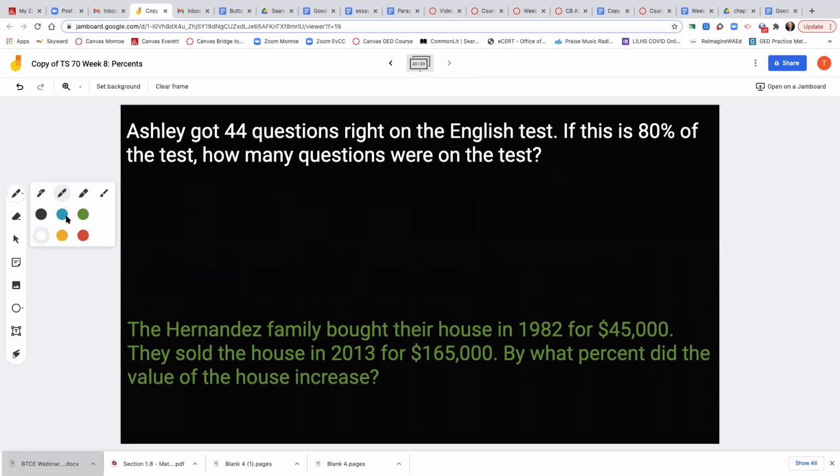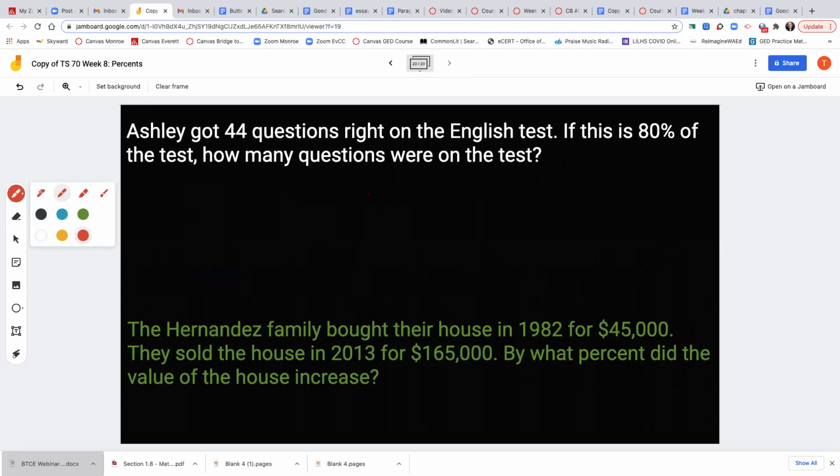Ashley got, actually I have two here. I'll just do one. Ashley got 44 questions right on an English test. If this is 80% of the test, how many questions were on the test? Okay. So she got 44. This is a different question, isn't it? She got 44 questions right on an English test.